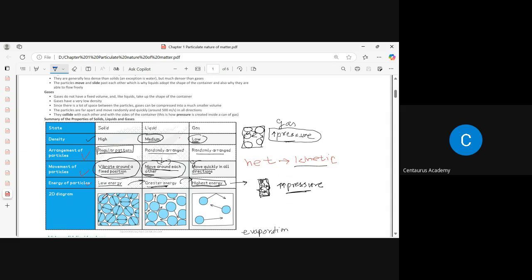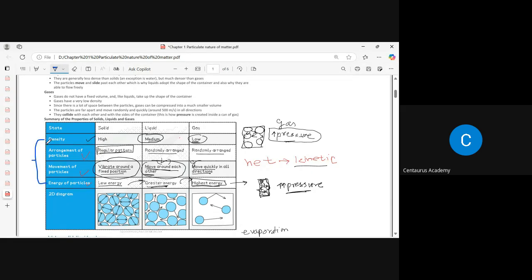Certainly, if you provide them with energy, specifically thermal or heat energy, they're going to absorb that heat energy and then change their state of matter. However, the particles in a solid have very low energy, which is why they are only able to vibrate around their fixed positions. Okay. So all of these characteristics are interconnected with each other.